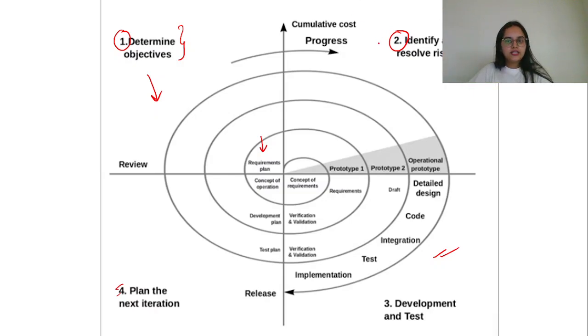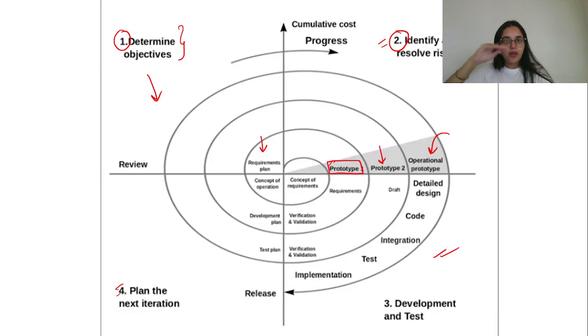And similarly in the second quadrant, as I mentioned, all the solutions are evaluated here to come up with the best possible solution, and then the risk associated with that solution is also identified. And how we identify the risk and select which model to go for is by building the prototype. So you see here, first prototype 1 is being built, next prototype 2, then finally at the end we have the operational prototype with us.